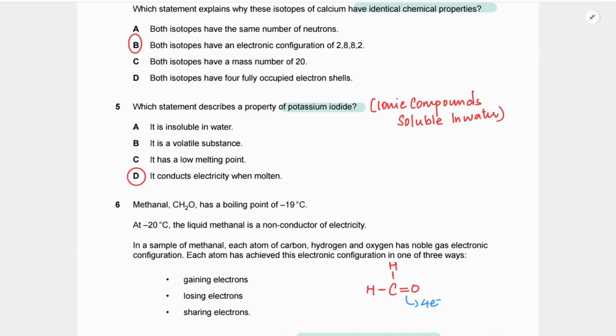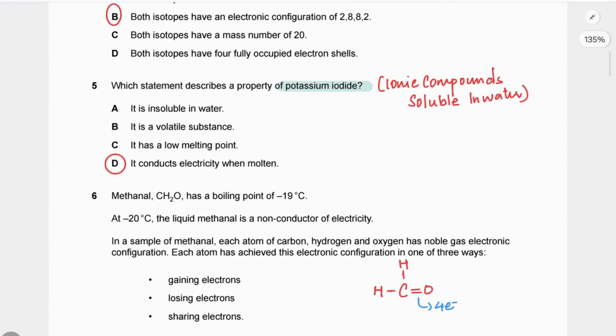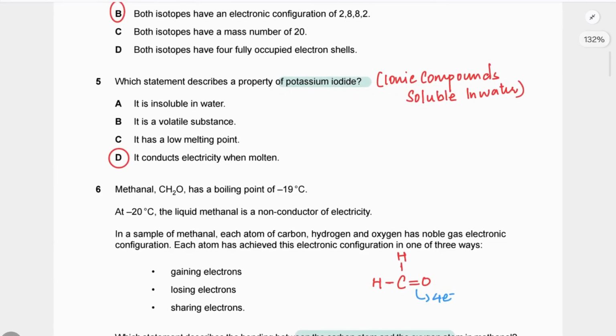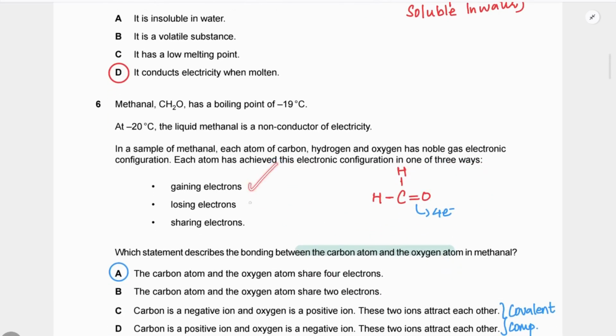Question 6. Methanol has a boiling point of minus 90 degrees Celsius. At minus 20 degrees Celsius, liquid methanol is a non-conductor of electricity. In a sample of methanol, each atom of carbon, hydrogen and oxygen has a noble gas electronic configuration. Each atom has achieved this in one of 3 ways: gaining electrons, losing electrons, or sharing electrons. Which statement describes the bonding between the carbon atom and oxygen in methanol?